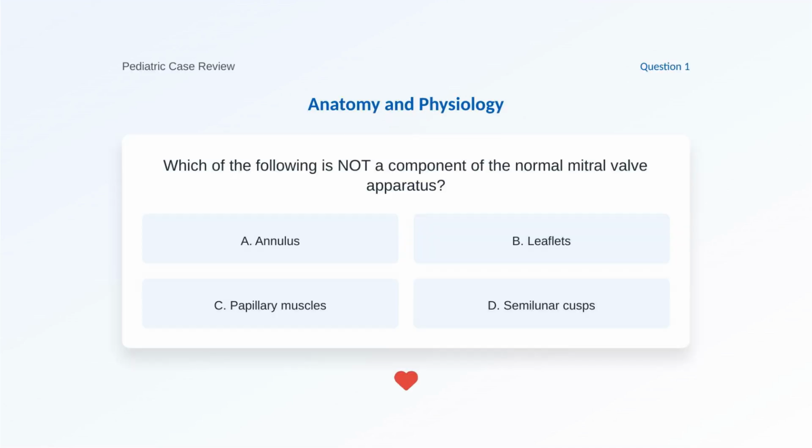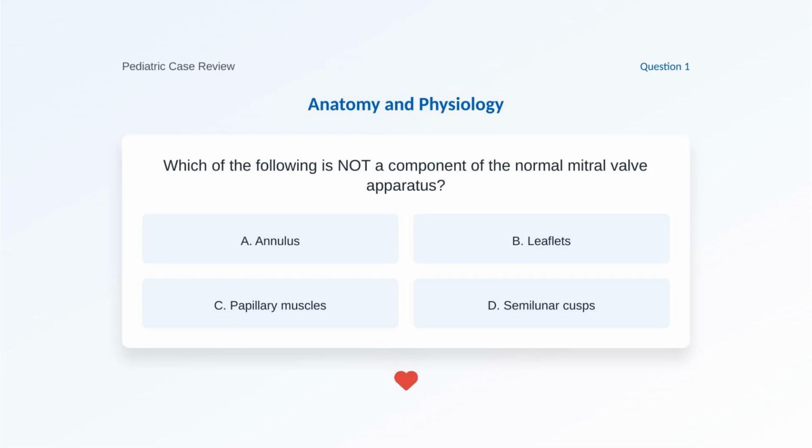Question number 1 focuses on the anatomy and physiology of the mitral valve. The question asks which of the following is not a component of the normal mitral valve apparatus. The options are A. Annulus, B. Leaflets, C. Papillary muscles, and D. Semilunar cusps. Take a moment to consider your answer before we proceed to the explanation.